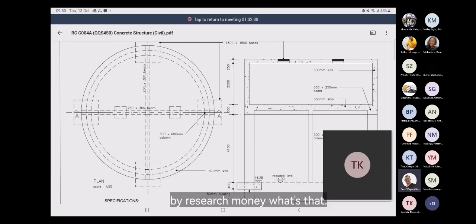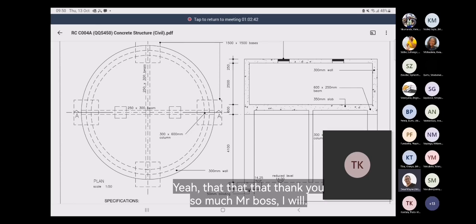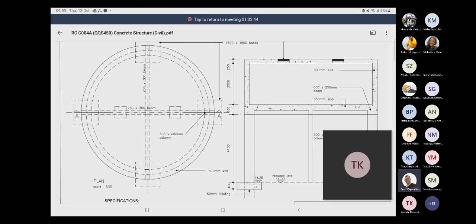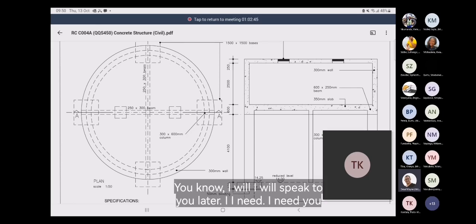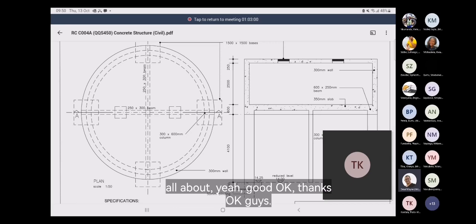What's that? But yeah, Mr. Dry, thank you so much, Mr. Moss. I will speak to you later. I need to discuss some other aspects with you as well. But I've got a full day of meetings. I don't know whether I'll be free the full day anyway. Okay, your other stuff, the people have informed you that your stuff is sorted out. Okay. Thanks. Bye-bye.